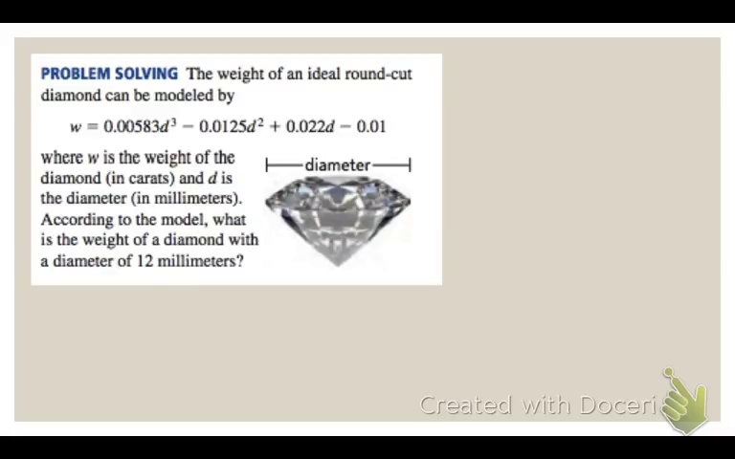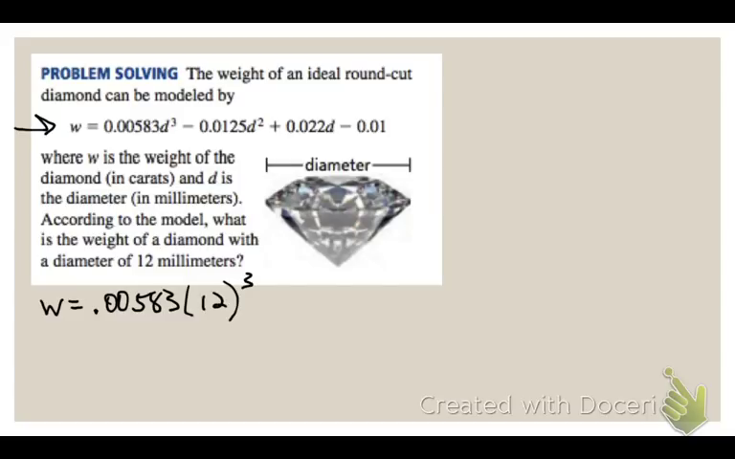So now we've got a real life situation. The weight of an ideal round cut diamond can be modeled with this function, where W is the weight of the diamond in carats, and D is the diameter in millimeters. So according to the model, what is the weight of a diamond with a diameter of 12 millimeters? So here, we'll just use direct substitution, and we'll plug in the 12 for that diameter. And then we'll round to tenths place.